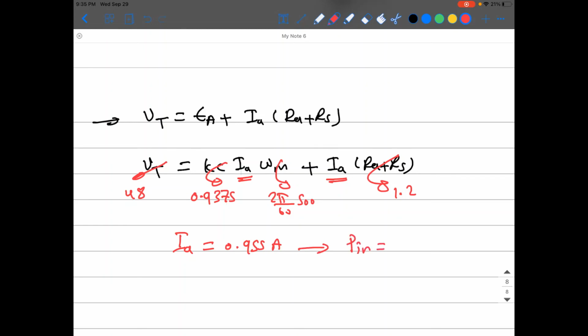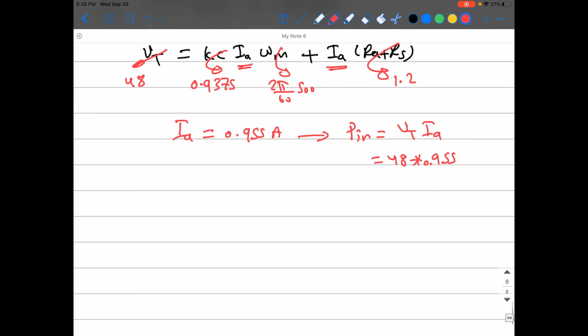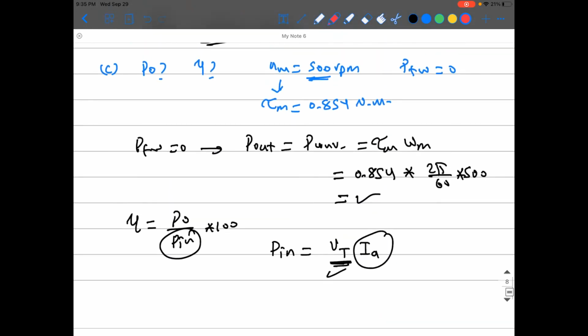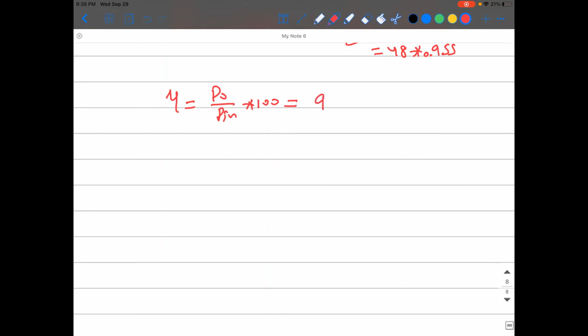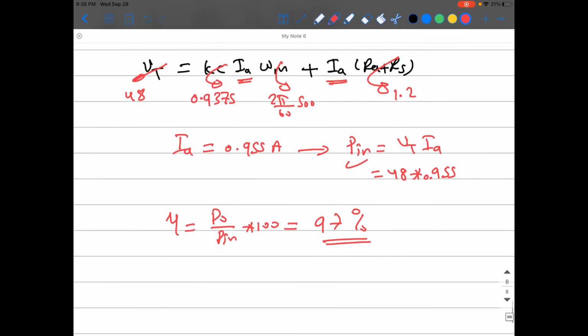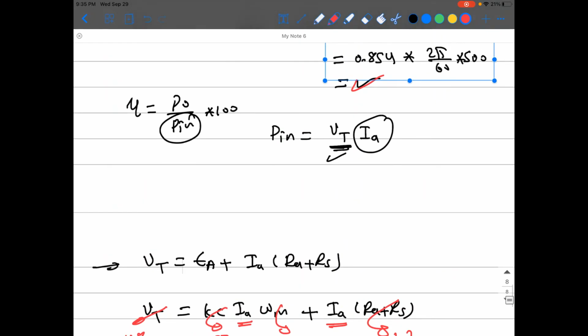You can use this to find input power, V terminal IA. We know V terminal and IA, so that's V terminal 48 times IA 0.955. So you can find the efficiency easily: P output over P input times 100. P input and P output have been calculated here. So doing this will give you around 97%. Again, it's a good efficiency for a motor. Actually, it's a very high efficiency.